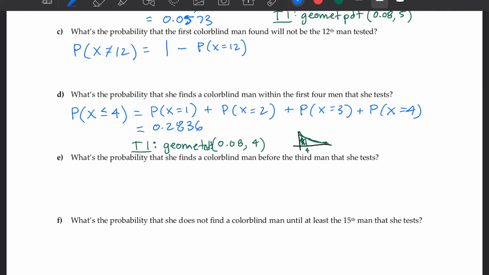All right, so these last two I'll set up for us, but I want you to work through them. So then what's the probability that she finds a colorblind man before the third man? So think about, how is that a slightly different question than part D, other than the fact we're saying 3 instead of 4. So here this time around, we're saying the probability that X has to be less than 3. So if you were thinking like, I still need to use that CDF function in my calculator, you're right. But remember, CDF functions include it, okay? So in our CDF function, this 4 is included.